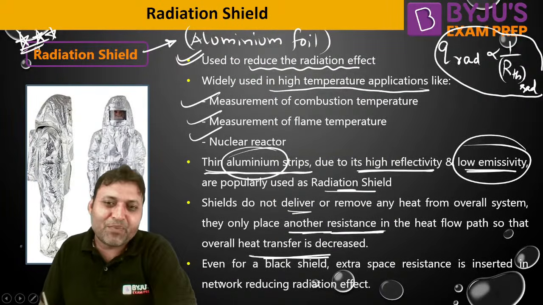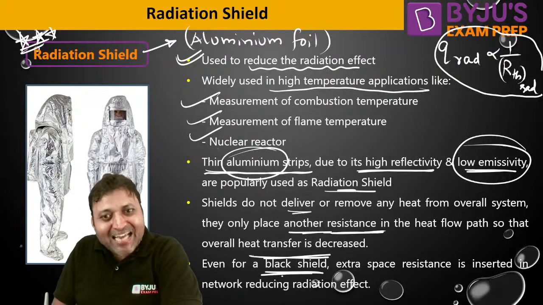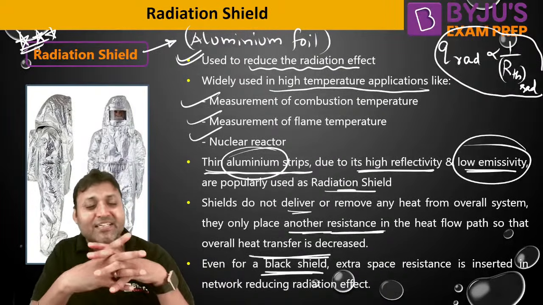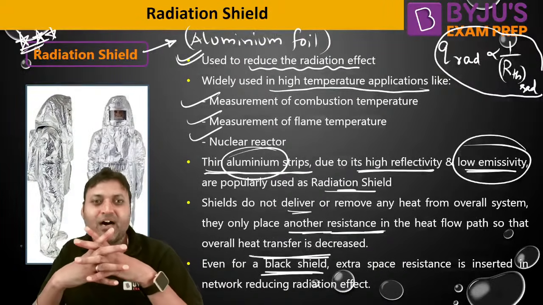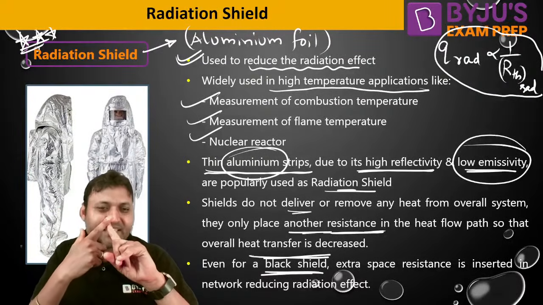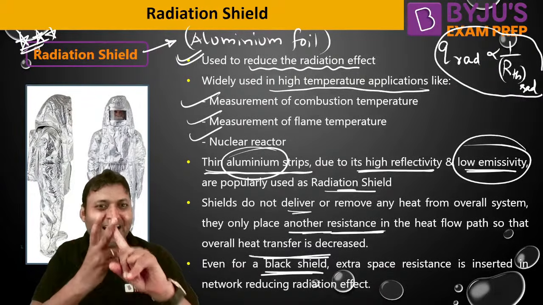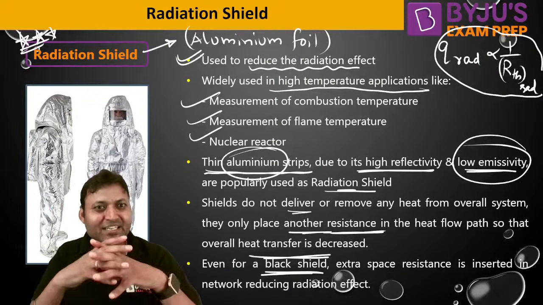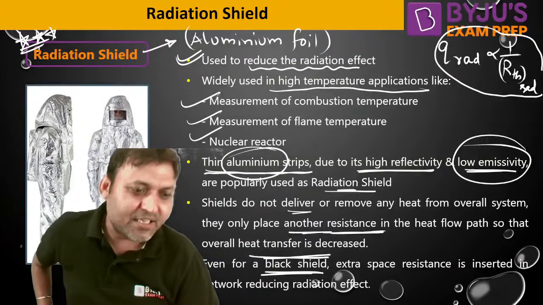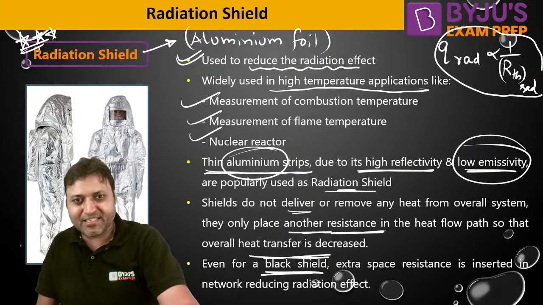Q is inversely proportional to thermal resistance, we all know. Even for a black shield, what are the thermal resistances which are introduced in the analysis of thermal radiation? One is the surface resistance, that comes into the picture only when the surface is non-black, and the other is the space resistance, that is due to the region between two surfaces. That is due to the space between the two surfaces. That is called space resistance.